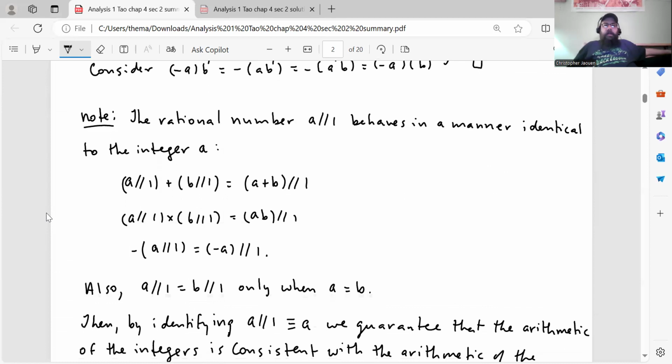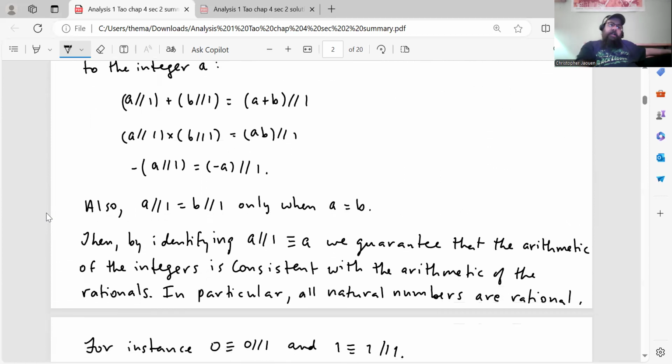Okay, note here, the rational number A//1 behaves in a manner identical to the integer A. So, if you add two numbers of that form, you get another number of that form. If you multiply, same thing. If you negate, same thing. Also, A//1 equals B//1 only when A equals B.